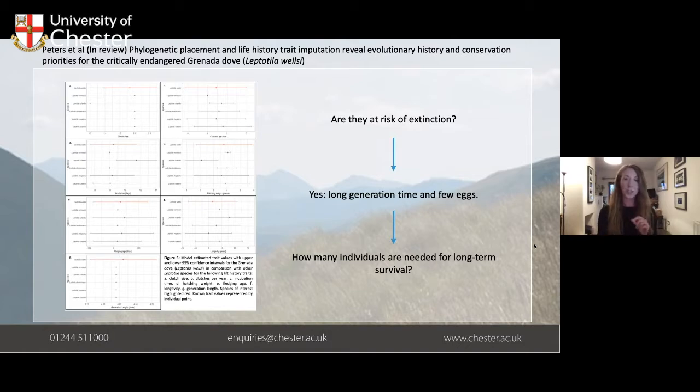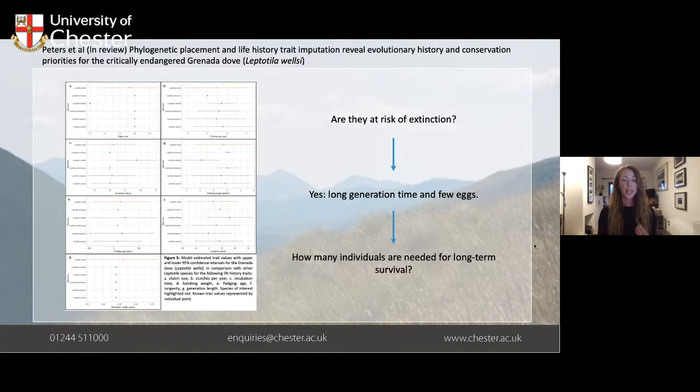We can then look at those characteristics and say, which of those traits are indicators of extinction risk in this species? Are they at risk of extinction, even if we increase their habitat? And yes, she's found that they have a very long generation time, so it takes them a long time to reach the age at which they produce eggs, and they only produce a few eggs a year. So we know that they're at risk even if we manage to do some habitat restoration.